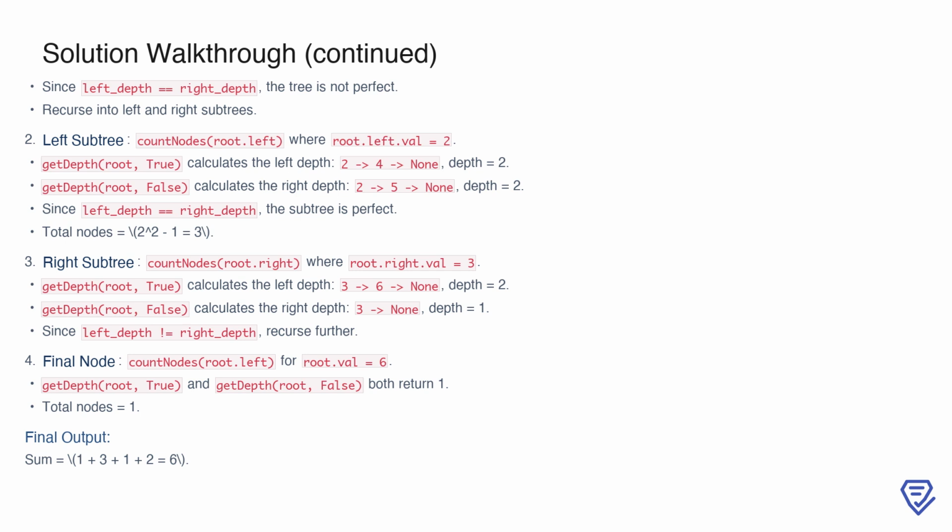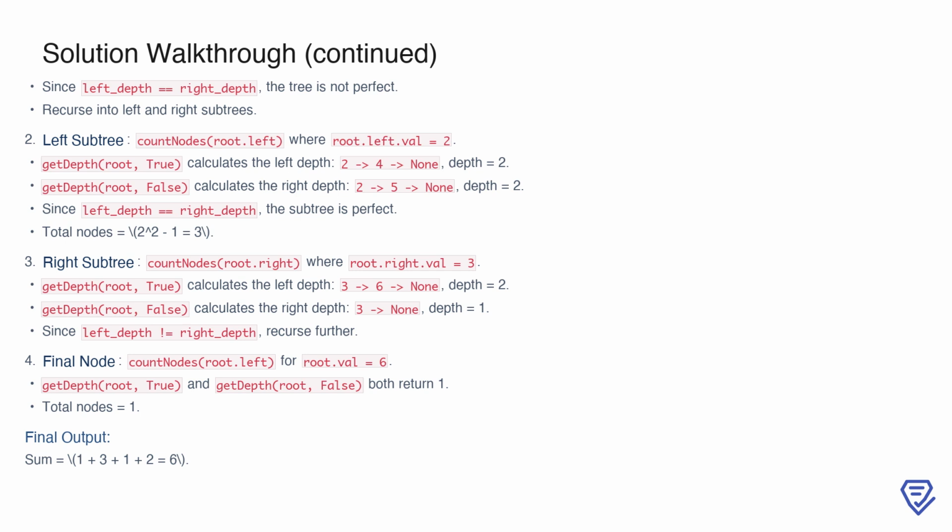For the left subtree rooted at node 2, we calculate the left and right depths once more, both of which return 2. This subtree is perfect, so we calculate its total nodes as 2 squared minus 1, which equals 3. Next, we move to the right subtree rooted at node 3. Here, the left depth is 2, but the right depth is 1, indicating the subtree is not perfect. We recurse further into its children.